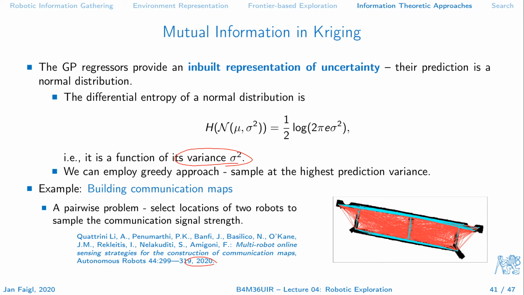So we have a pairwise problem. So we need to select locations of two robots to sample the communication signal strength. But basically, it is just another optimization function, and we need to elaborate on the possible ways. But the whole notion that we are diminishing the variance is the same. So again, if you are interested, take a look at the provided reference.